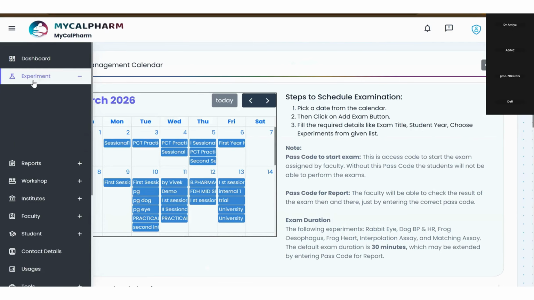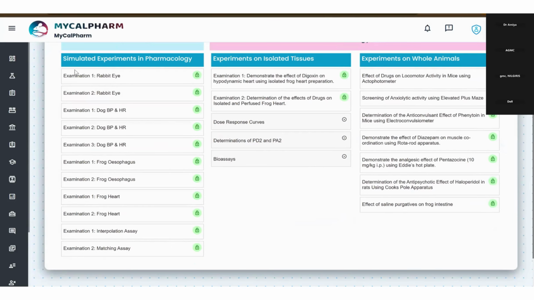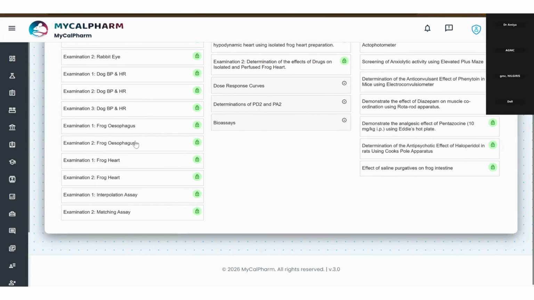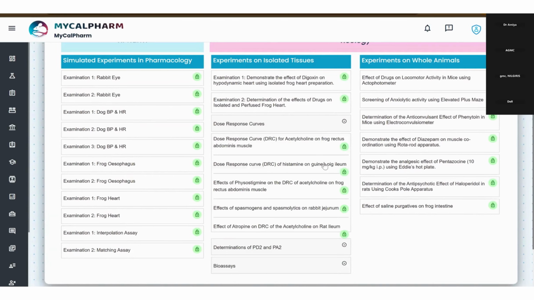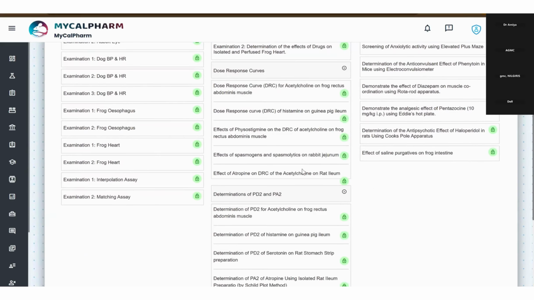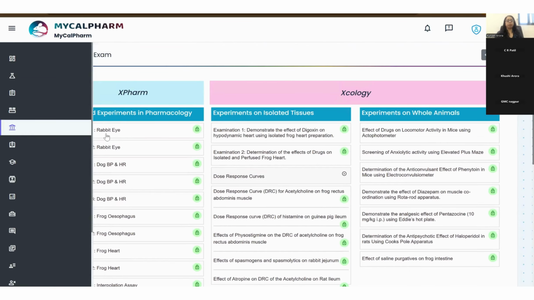Let me go to how the examination will look. Right now, I'm just opening the practice exam mode, in which you can see 2 types of examination for the rabbit eye, 3 for dog BP and HR, 2 for the frog esophagus and frog heart, and a few other examinations. You can see all the experiments' examinations are here. Let me start with one of the exams. Let's say rabbit eye examination 1.